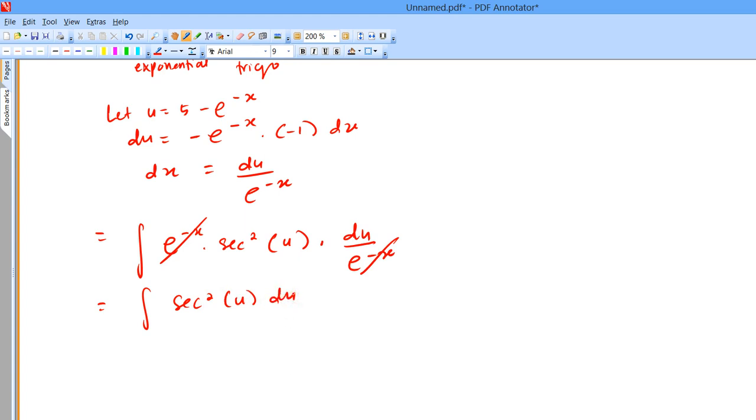So integrate secant square u equal to tangent u plus c, or equal to tangent of 5 minus e power of negative x plus c.